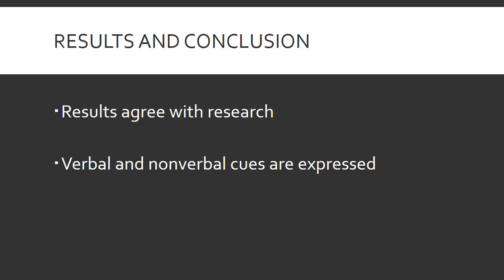Results and conclusion. The results of the survey aligned with the research, and 65% of the surveyors said they could tell when someone was lying to them. A follow-up question in the survey was asked for surveyors to describe what cues they picked up on, and most surveyors answered that eye contact and stuttering were huge cues articulating that they were being lied to.